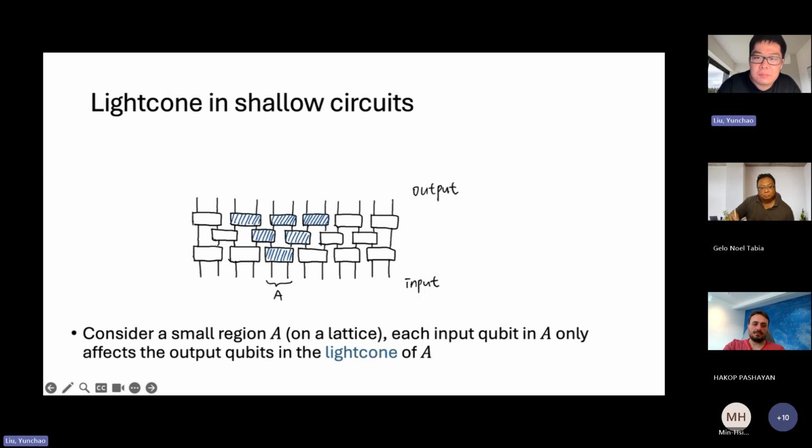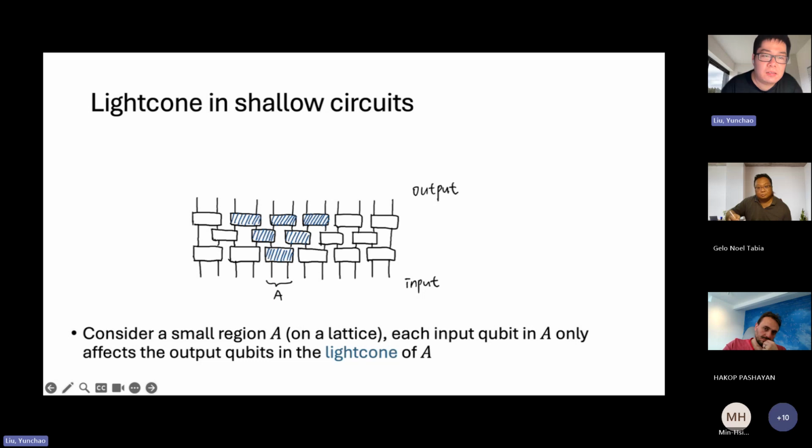So here is a basic picture, which is a circuit diagram of a shallow circuit. But of course, here we have sort of switched the input and output. So here the input is at the bottom and output is at the top. In previous pictures, it was from left to right. So now it's from bottom to top.